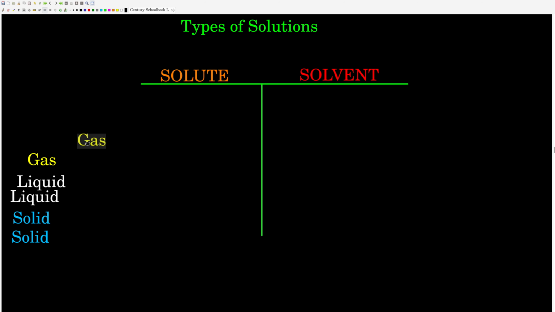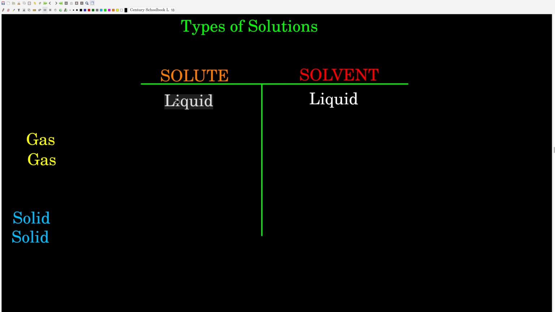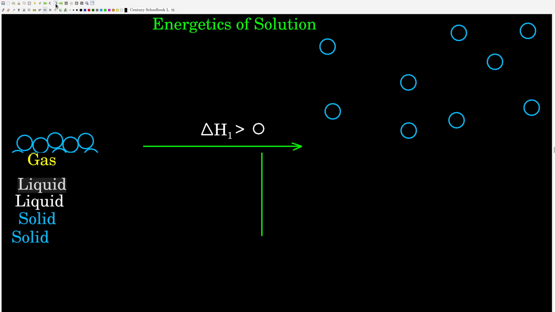If a liquid is a solvent, we could have a gas as a solute, like a can of beer. We could have a liquid as a solute. We could have a solid as a solute, and then we can keep on going, right? So you get the idea. These are the ways we can form different solutions.